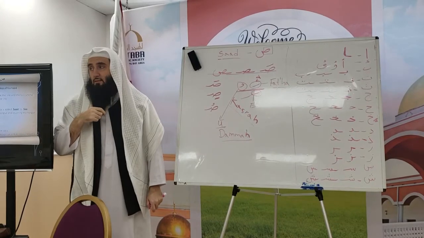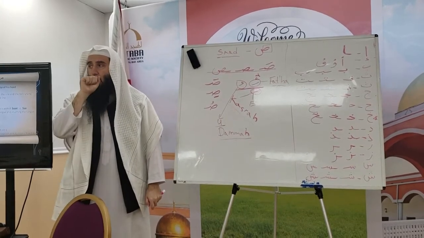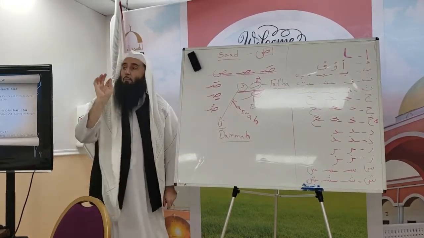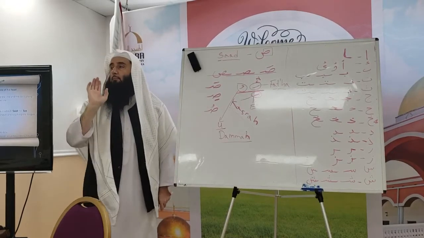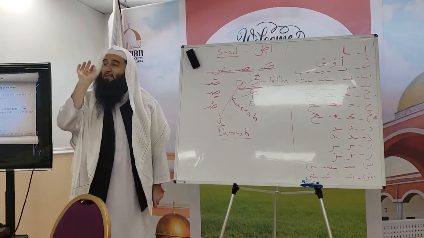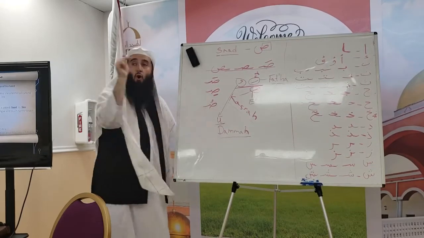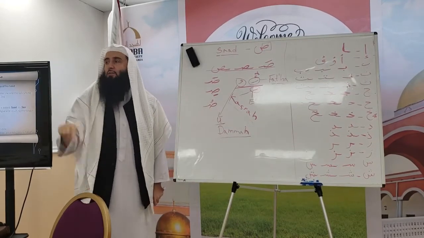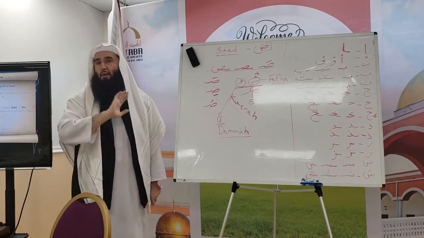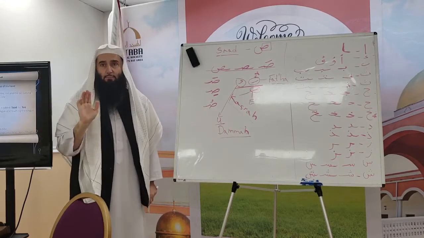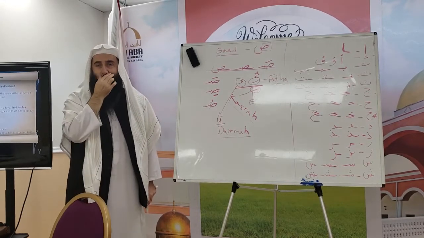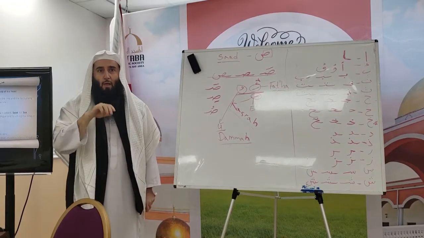Yes? I have a question. Go ahead. The dhamma goes where the fatha would go? This comma always goes on top. Okay, so just like where the fatha would go? Exactly, in the same place. Kasra is always in the bottom. You can never put E on the top of any letter. It has to be under. We got it, Sheikh? Good to go?